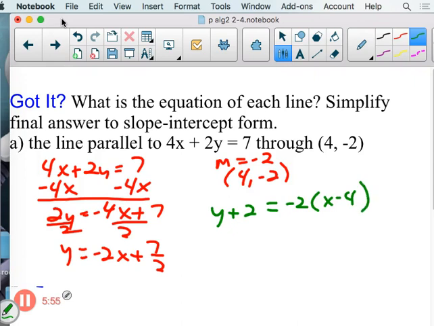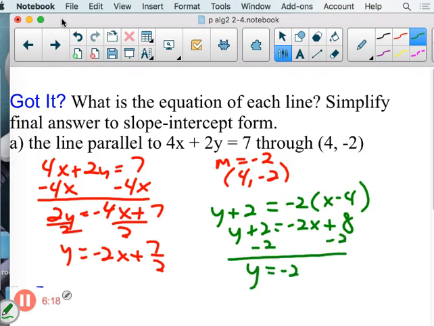Beautiful. But that's not in slope intercept form, right? Distribute the negative 2. Gotta be careful. We've got negatives in there. So negative 2x plus 8. Then subtract 2. Y equals negative 2x plus 6. Done? Yeah, that's slope intercept form.